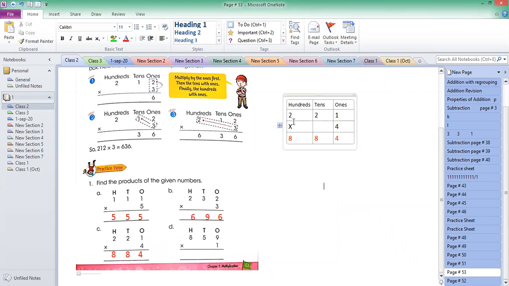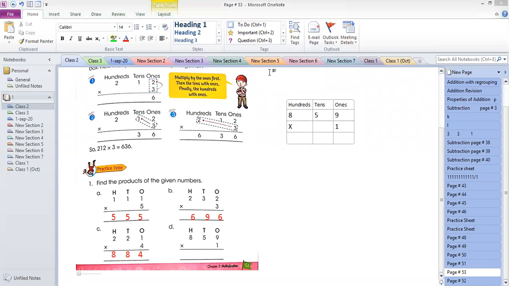Now we are going to write question number 4, that is D part. 859. On hundreds it is 8. On tens it is 5. And on ones it is 9. And that is multiplied by 1. So easy. It is very easy.